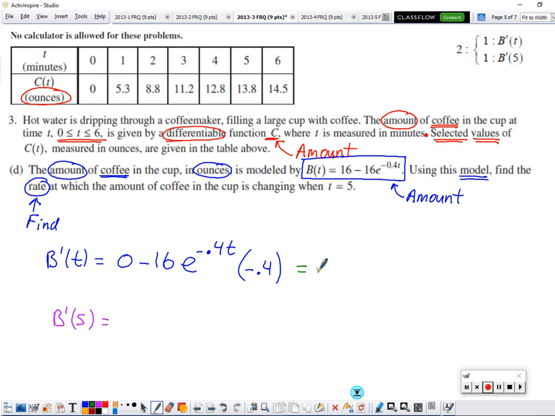Did yours equal 6.4? Yes. Positive or negative? Positive. Yes. So you did get that right, so you're okay. That's worth the point.